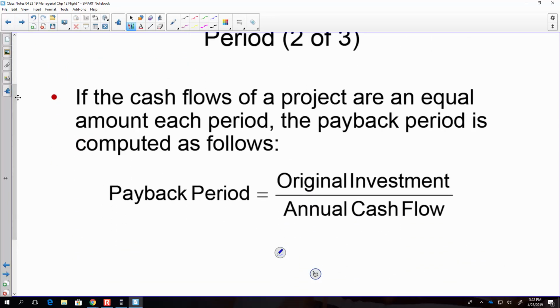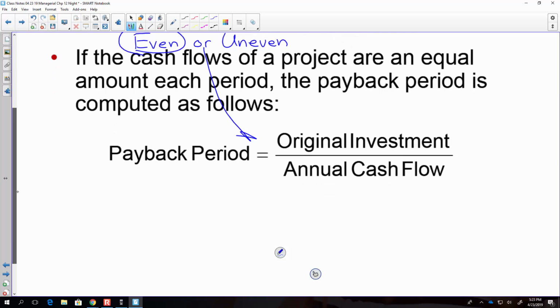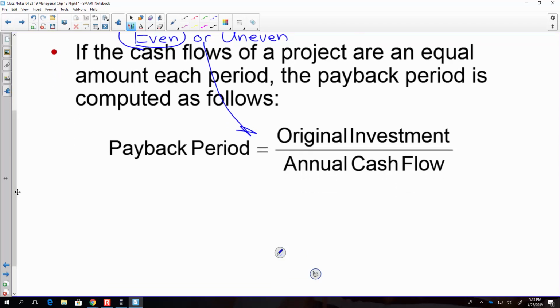How do we compute it? Well, it depends on if the cash flow is even or uneven. In this particular example, the cash flow is even. In this case, it's a simple division. So I'm going to take my dollar investment, $1 million, $2 million in this equipment, and I'm going to divide by the expected cash flow generated from this piece of equipment. The answer is how many years will it take to pay that investment back? So 2 years, 3 years, 4 years, whatever this division is going to give us.